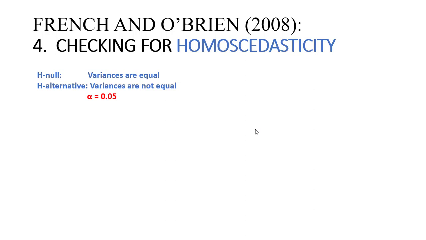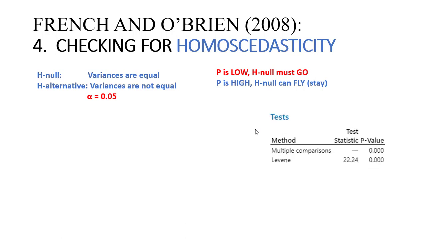This is typically what we do in language acquisition. Again, remember our song: P is low, H null must go; P is high, H null can fly. We run the test, and this is what we call Levene's test. So we will learn how to run Levene's test, and notice that in this case we got a 0.000. Okay, now in this case P is low, H null must go. So what does this mean?